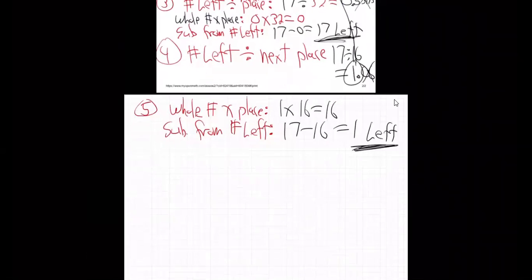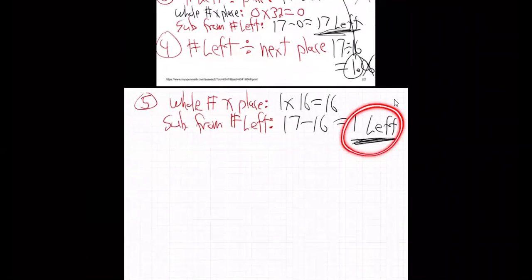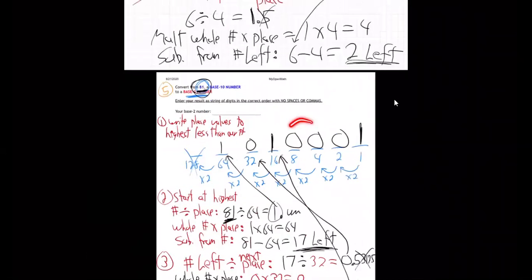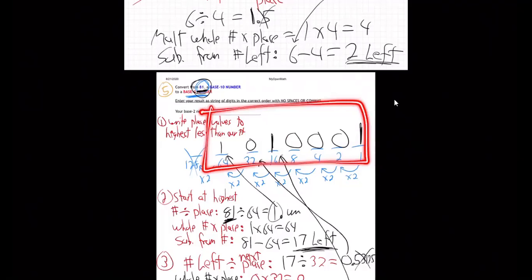We only have 1 left. Everybody seeing this? We only have 1 left to represent. We're trying to represent the entire original number, and we only got 1 left. So then these are all zeros, and this is a 1 in the ones place. That gives you 1 left. So there's our answer. In base 2, 101 0001. There it is.